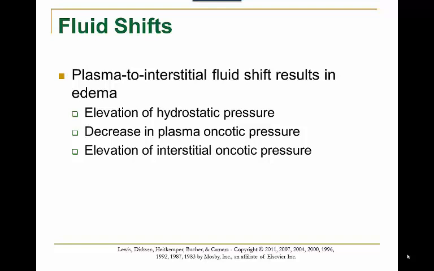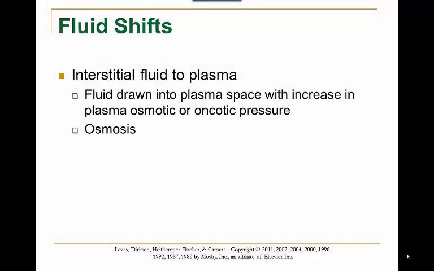We can also see elevation of interstitial oncotic pressure. So the interstitial space actually starts pulling on the fluid. We may also see some obstruction of lymphatic outflow that can decrease the amount of fluid that is actually removed from the interstitial space as it should be. So you're starting to see how important those basic concepts of diffusion, osmosis, hydrostatic pressure, and oncotic pressure are. They really relate to what goes on in our body on a very regular basis.